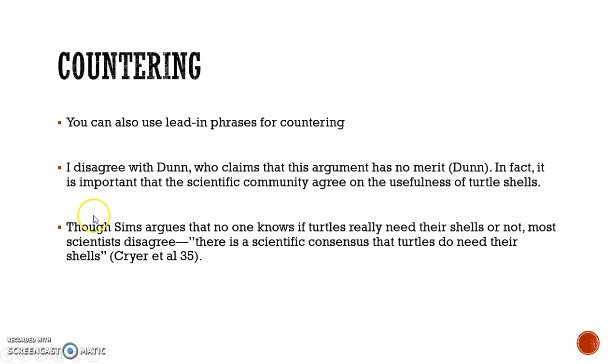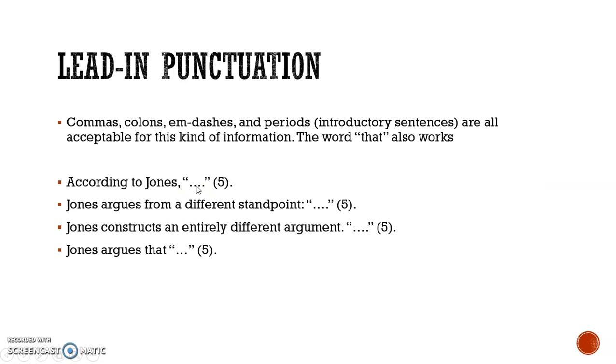This is understanding the countering between two different theorists. So Sims argues that no one really knows if turtles need their shells. Cryer is arguing that there is a scientific consensus that turtles do need their shells. And this quotation mark is backwards. Autocorrect did that for me. You'll need to reverse it if you do something like this.